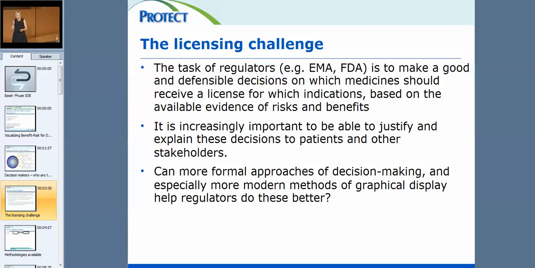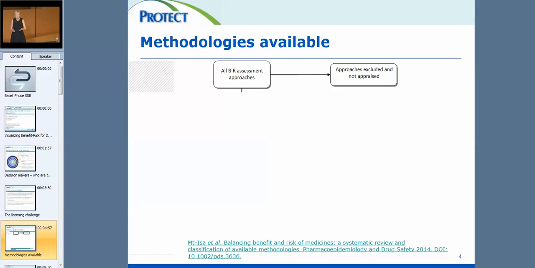And the debate that's been coming up on both sides of the Atlantic, and indeed I've been to Japan to talk about this as well, is: can more formal approaches of decision making, and especially more modern methods of graphical display, help regulators do this better? And so what was set up was a big European project.